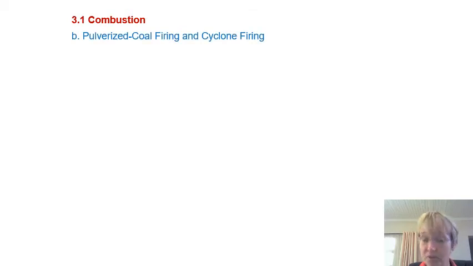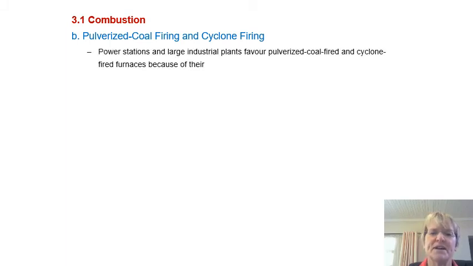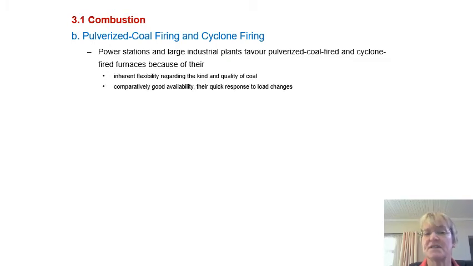Then we get to pulverized coal firing and cyclone firing, which is even preferred by industries. The reason for that is their inherent flexibility regarding the kind and quality of the coal. These methods can be used for any type. Even a lower quality coal can really have a good combustion by using the pulverized firing method. It's more available, you can change easily. You have extremely high steam generating capacity.